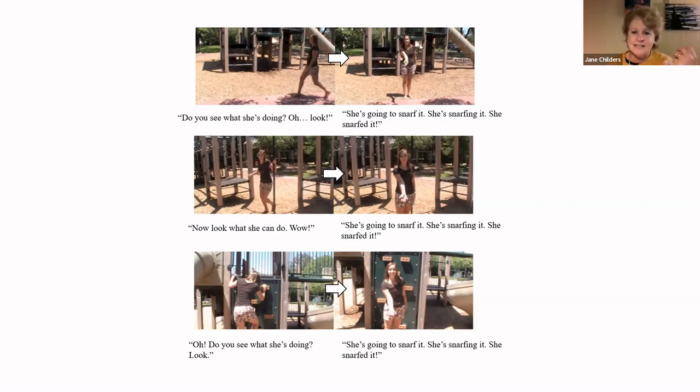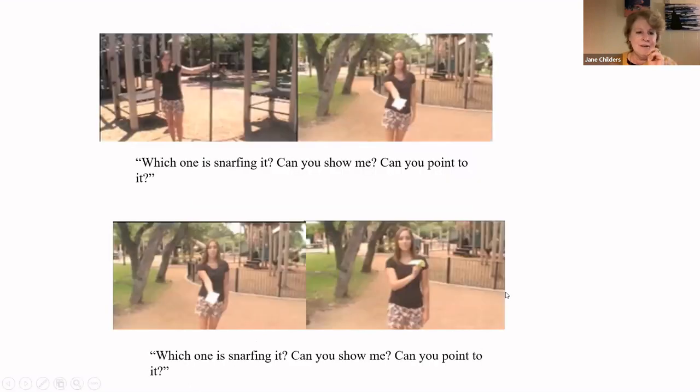And then she does the same novel action. Can they, again, use alignability and the verb to realize that snarf has to do with this novel action? And here we have the test. Can they get it right? It would be on the right side and then the left side.